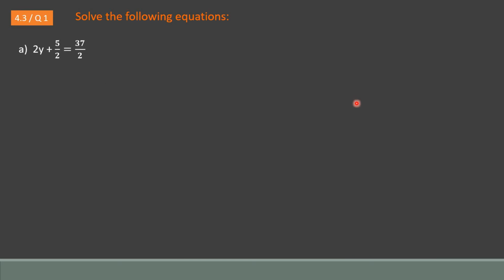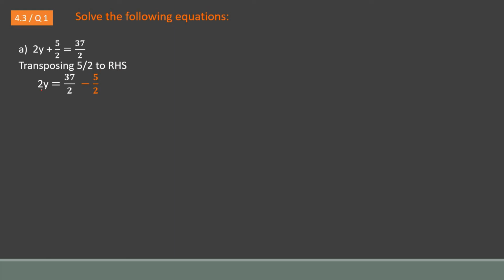The first equation is 2y plus 5 by 2 is equal to 37 by 2. Now here my number is 5 by 2. I'm going to transpose this number. From where to where? Here I am on the LHS, this is my number, so I will send it to the right hand side. So I'm going to write transposing what? This number, that is 5 by 2, to the right hand side. After transposing, I'm going to change the sign. It will become minus 5 by 2.